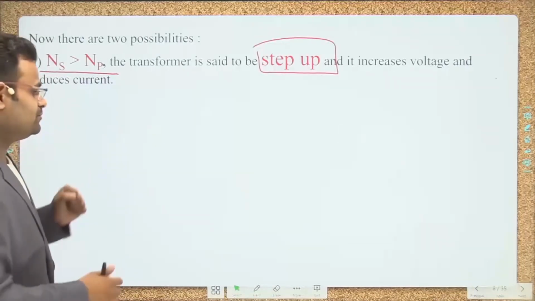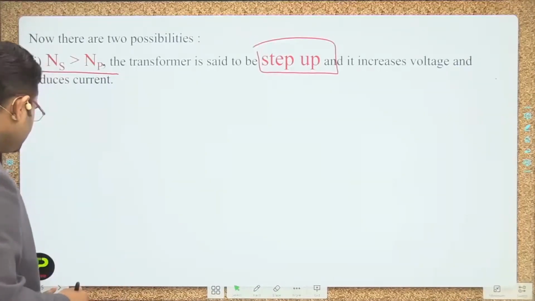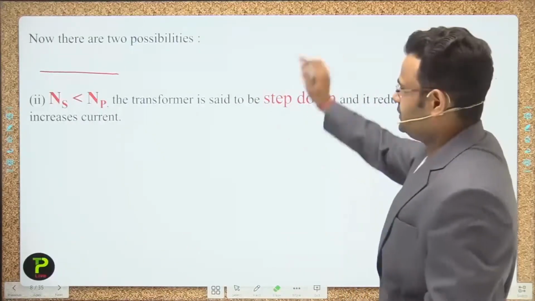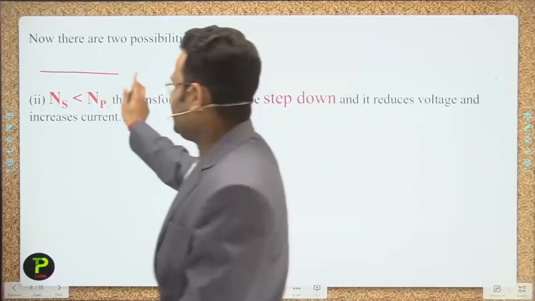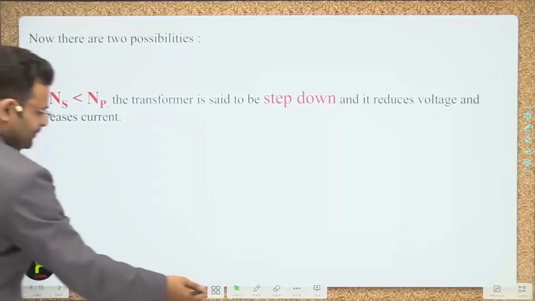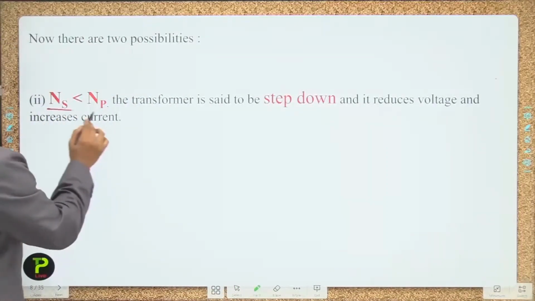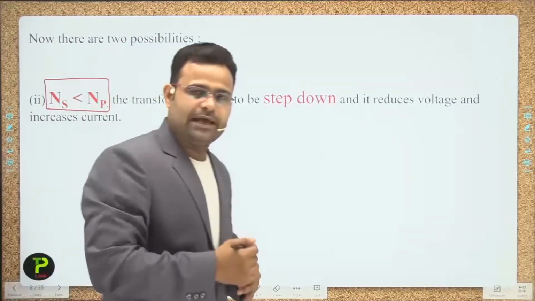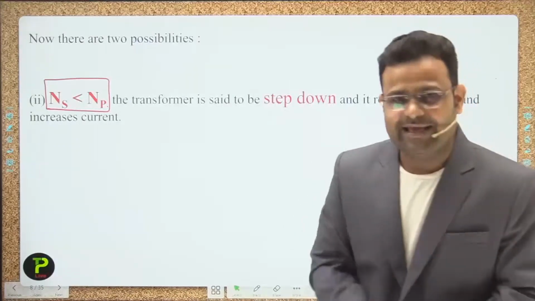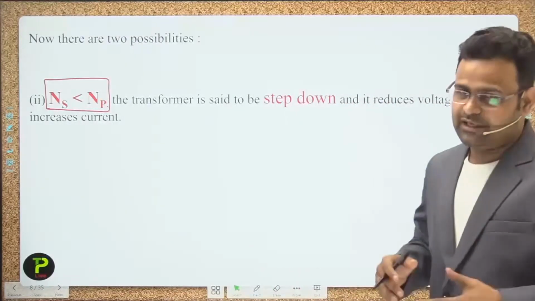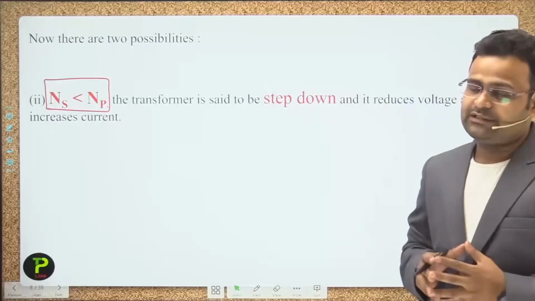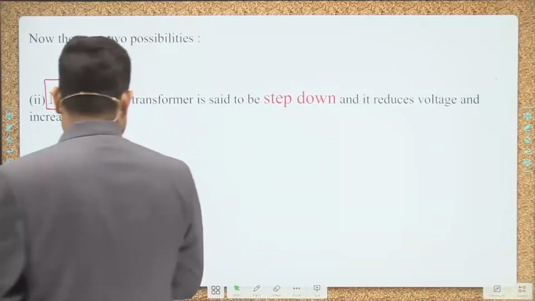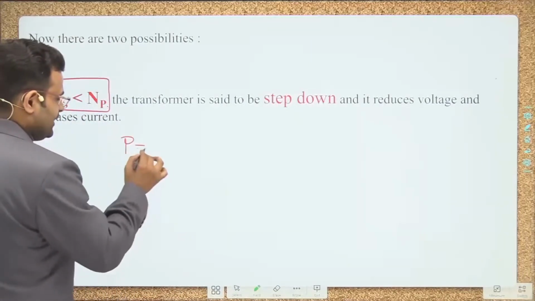Okay, guys. Now the second point is the step down transformer. What do we mean by a step down transformer? If the number of turns in the secondary is low compared to the primary, then you can say it is a step down transformer. But dear students, in the previous slide we studied that power is always constant.